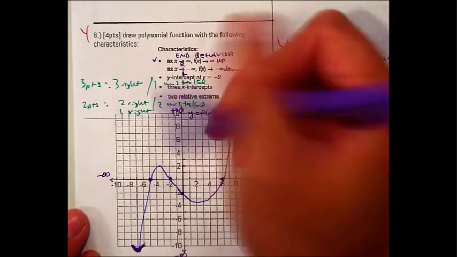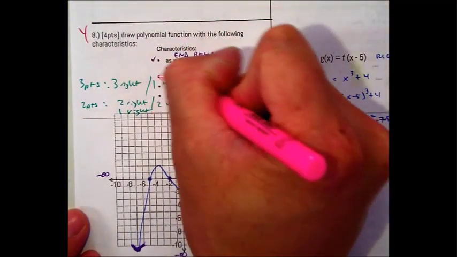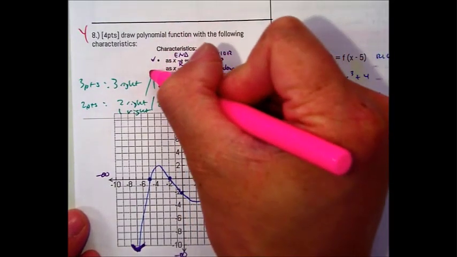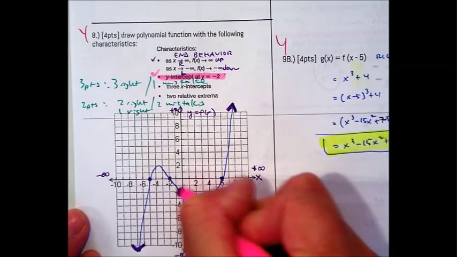The second characteristic tells us that the y-intercept should be -2. It just means the graph has to go through -2. So what I like to do is I just draw a point like this.